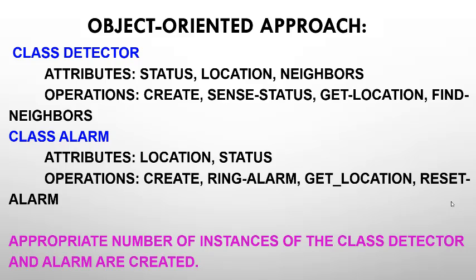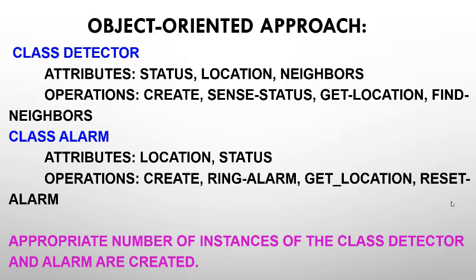Now, in the object-oriented approach, we have to first identify the different classes of objects. Subsequently, the methods and data of each object are identified, like the attributes here: status, location, neighbors. These are the attributes, and the operations are create, sense, status, get location, find neighbors. These are the operations of class detector.